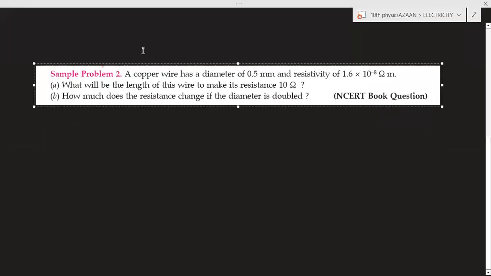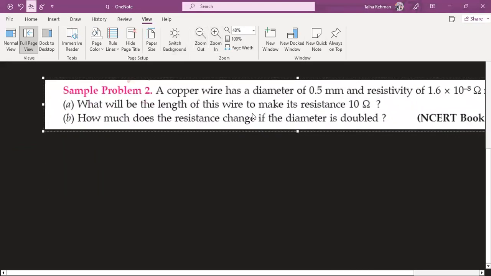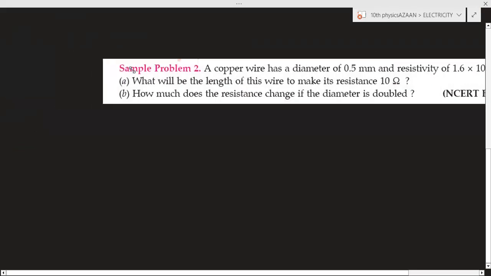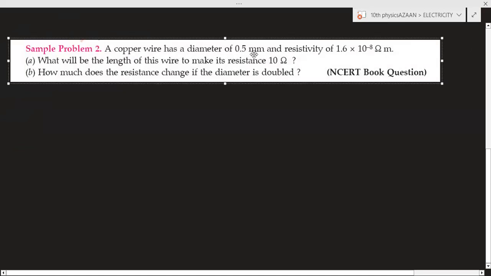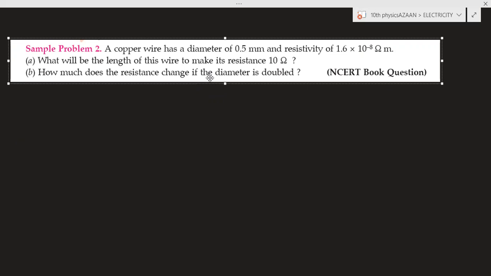Okay, so this is the question. A copper wire has a diameter of 0.5 mm and a resistivity of 1.6 into 10 to the power minus 8 ohm meter. What will be the length of the wire to make its resistance 10 ohm? So you have to calculate the length of the wire, as the diameter and the resistivity are given. After that, they are asking how much the resistance will change if the diameter becomes double. Okay, so we'll solve this.